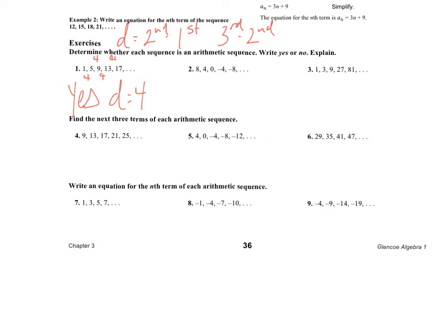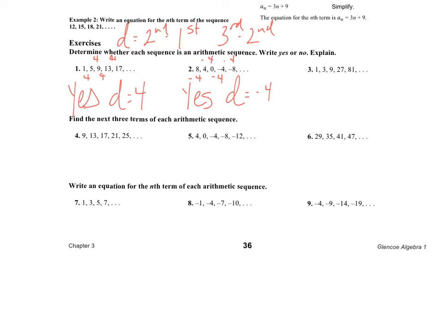What about number 2? Here's our sequence of numbers. The first term is 8, the second term is 4, the third term is 0, the fourth term is negative 4. Well, 4 minus 8 is negative 4. 0 minus 4, also negative 4. Negative 4 minus 0 is negative 4, and negative 8 minus negative 4 is also negative 4. So we're okay if we have a common difference that is a negative number. So yes, it is, we have a common difference of negative 4.